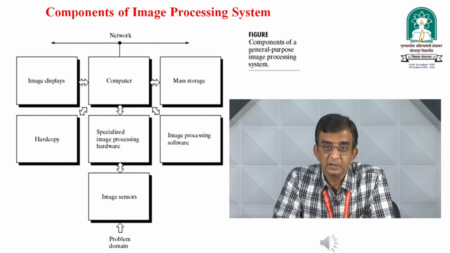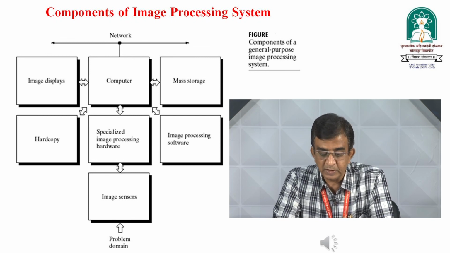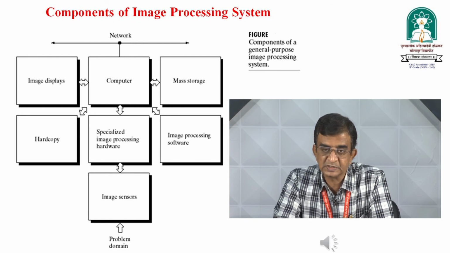Next component, image displays in use are mainly color TV monitors. Monitors are driven by the outputs of image and graphics display cards. And the last one is hard copy devices for recording images, which include laser printers, film cameras, heat sensitive devices, inkjet units and digital units such as optical and CD-ROM discs.